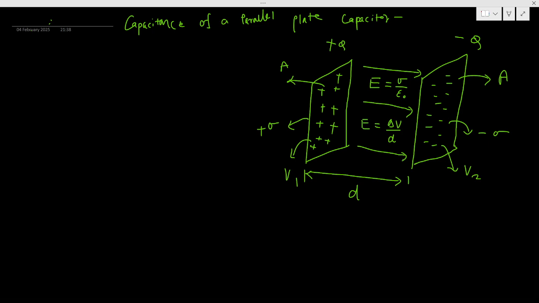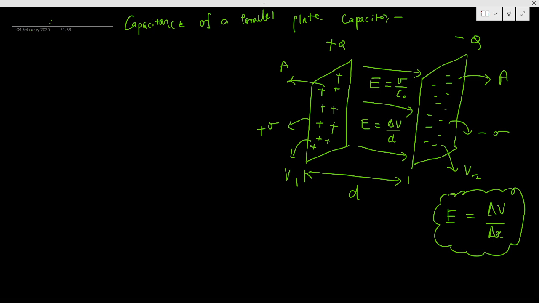Actually this formula looks like delta V by delta X. Delta X is the distance between the points corresponding to which we are taking the potential difference. So you can take two points, take the potential difference, and divide by the distance between those points. So this is the formula of uniform electric field. That formula we have used as delta V by D. This is again a very important formula.